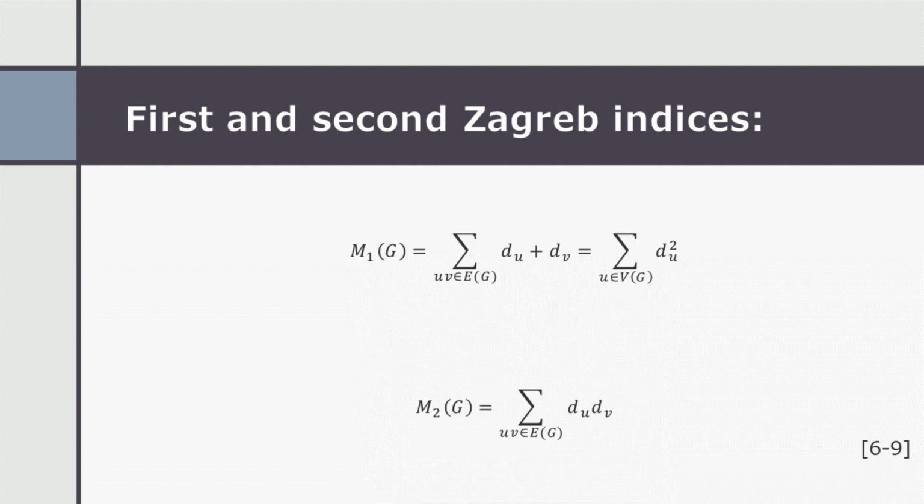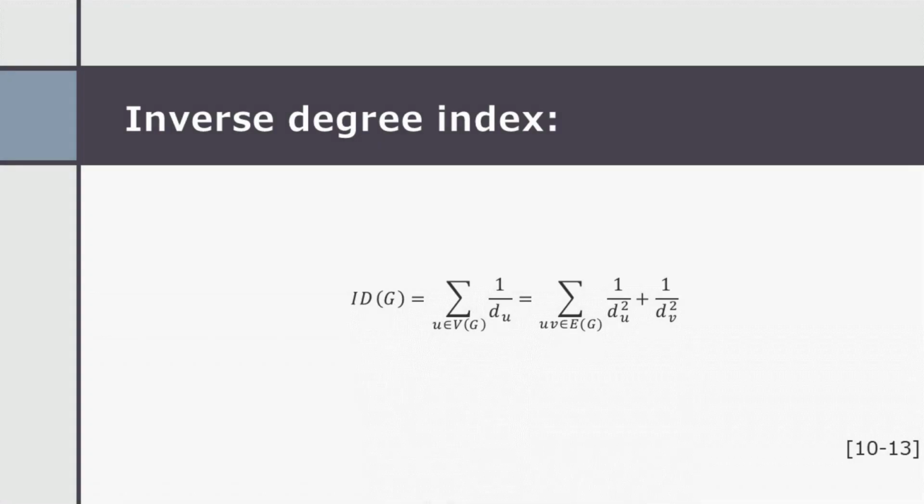Where G is a graph with a set of vertices V and edges E, d_u denotes the degree of vertex u, and uv is the edge that joins vertices u and v. This notation will be used throughout the entire presentation. The inverse degree index of a graph G is defined by this sum over all vertices of G, or this other sum over all edges of G.